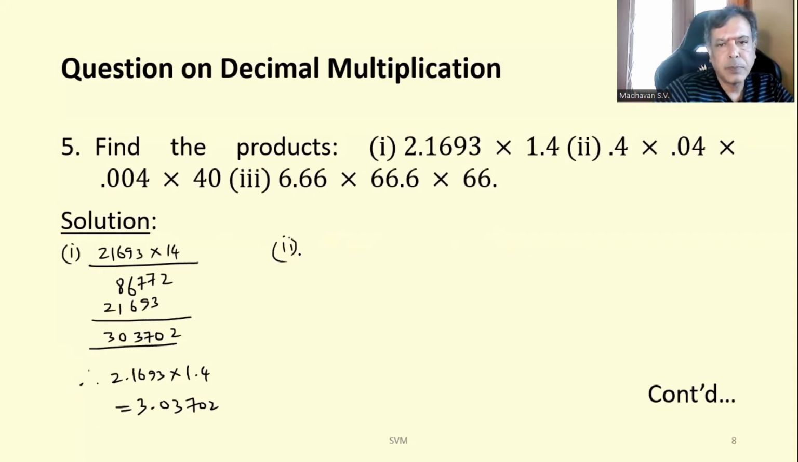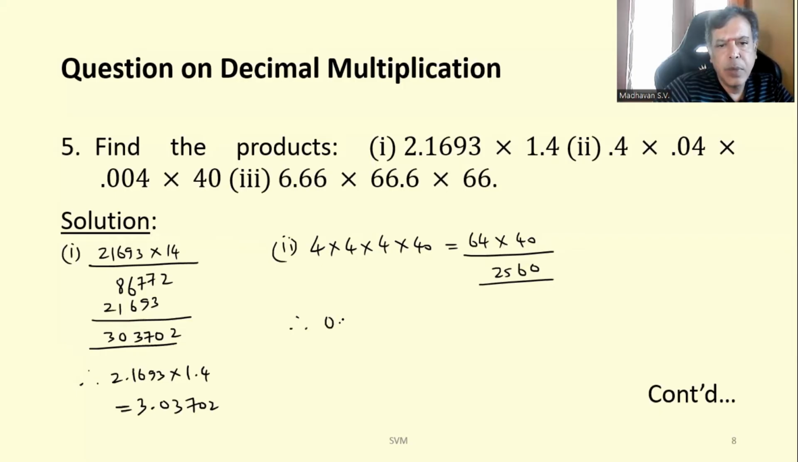Second part, let us take directly 4 into 4 into 4 into 40. So this is nothing but 4 into 4, 16, 16 into 4, 64. 64 into 40. Let us multiply this. 4 4s are 16, 4 6s are 24, 25.